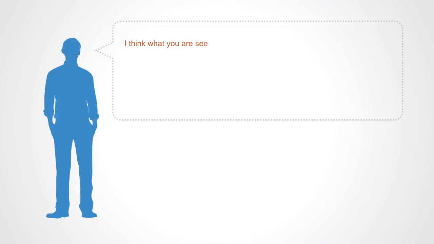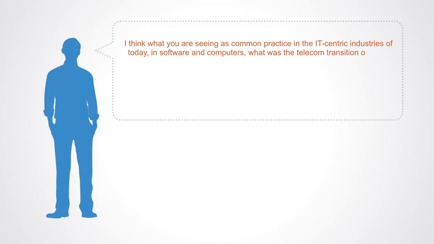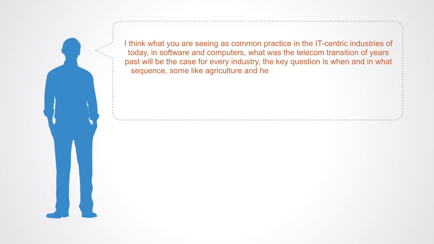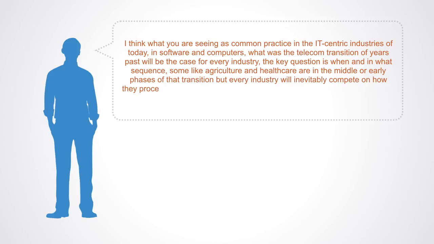I think what you're seeing as common practice in the IT-centric industries of today, in software and computers, what was the telecom transition of years past, will be the case for every industry. The key question is when and in what sequence. Some, like agriculture and healthcare, are in the middle or early phases of that transition, but every industry will inevitably compete on how they process information. That's how they'll win or lose, and the transition will not be easy for some.